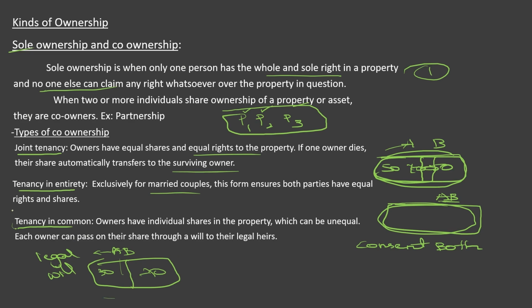So that is the difference between tenancy in common and joint tenancy. In joint tenancy, the property will be transferred to the surviving owner. But in this case, the owner can transfer his property to his legal heirs.